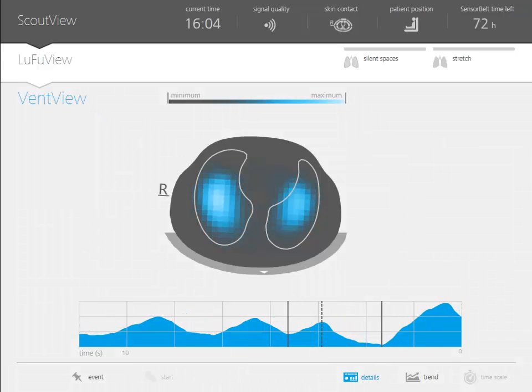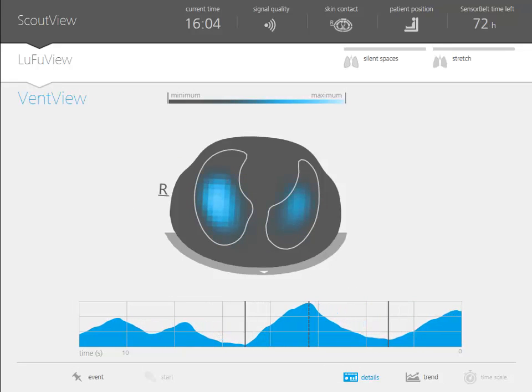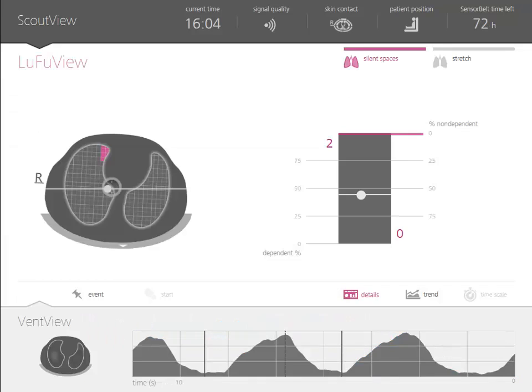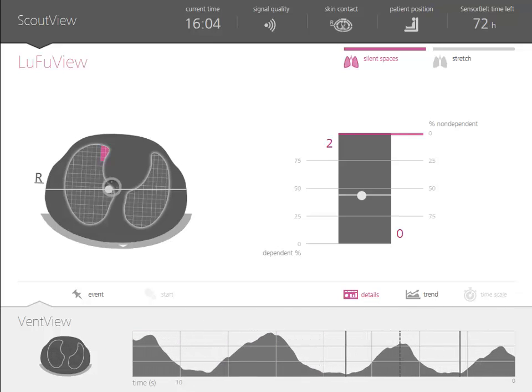In this first sequence, we are showing images of spontaneous breathing in sitting position. Ventilation is equally distributed between the right and left lung. Only 2% silent spaces appear in the ventral lung.